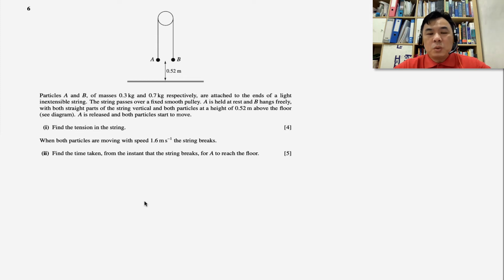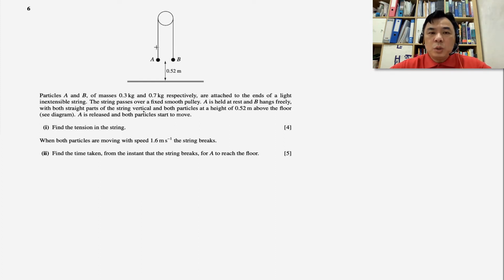For sure, B is going to move downward and A is going to move upward, and the first question requires us to find the tension in the string. At the same time, we can also find its acceleration. All right, let's give it a try for the first part.